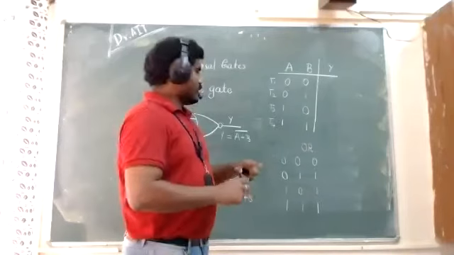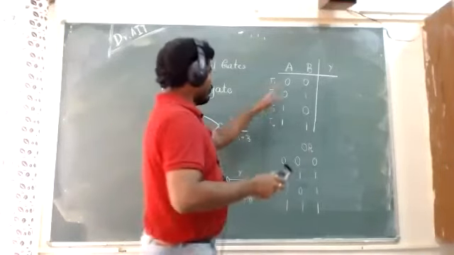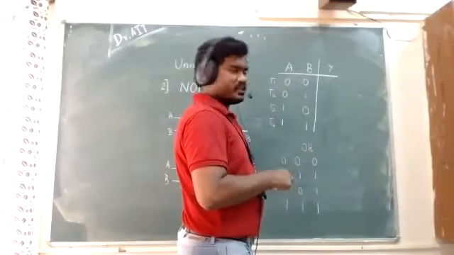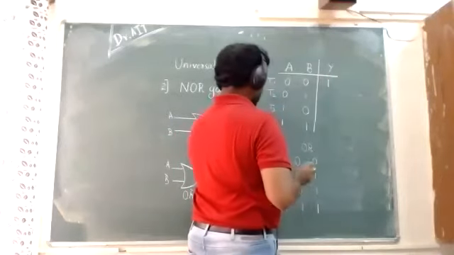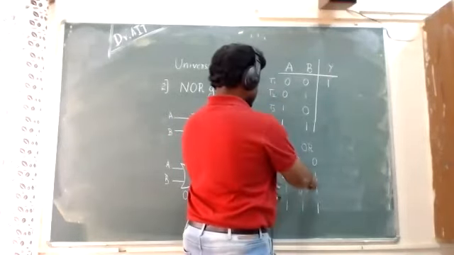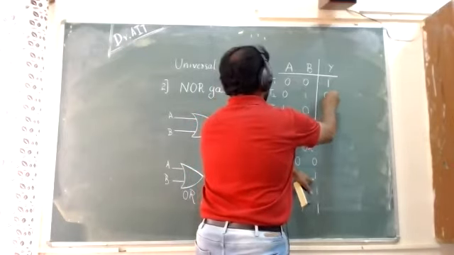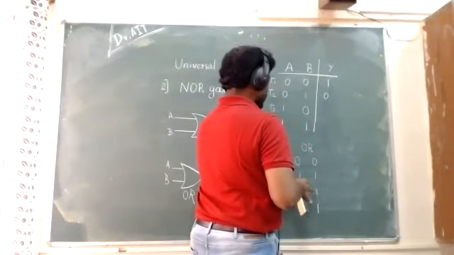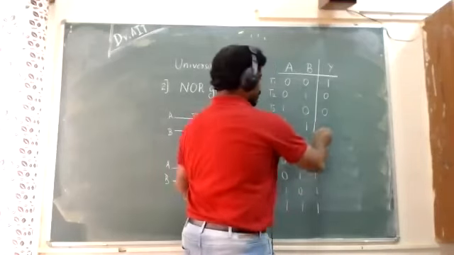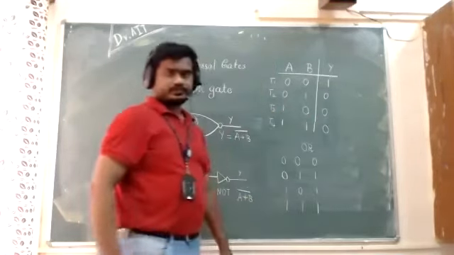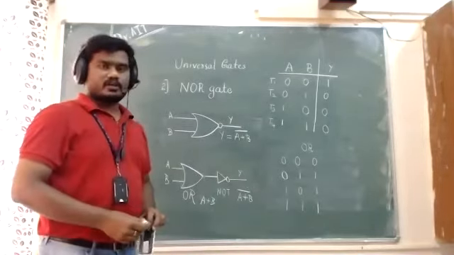Now as you know, the NOR gate is the complement of the OR gate. So when 0 and 0 is there, the output is 1. And when 0 and 1 is there, for the OR gate it's equal to 1, so the output of the NOR gate is equal to 0. Here we have 1, so the output is equal to 0. And here we have 1, so the output is equal to 0. Okay, so this is the truth table for the NOR gate.